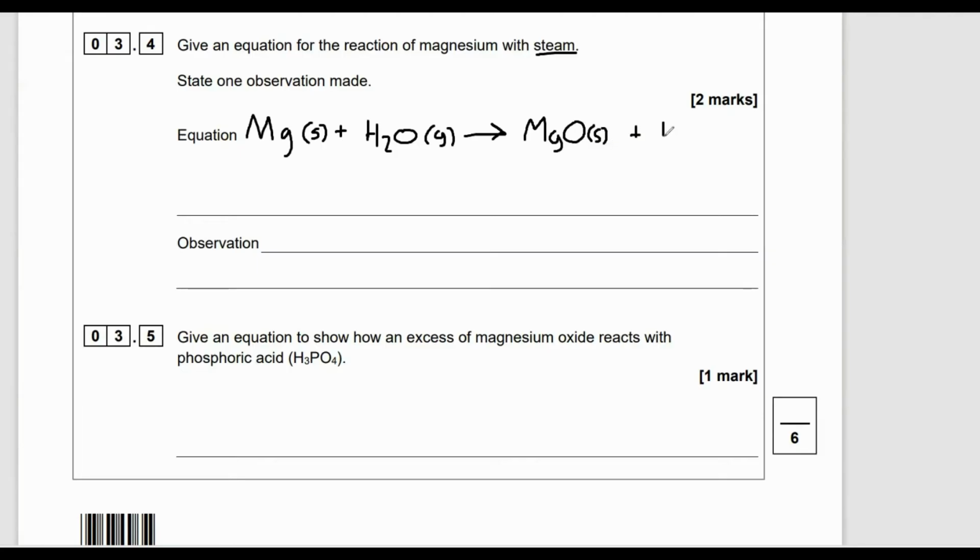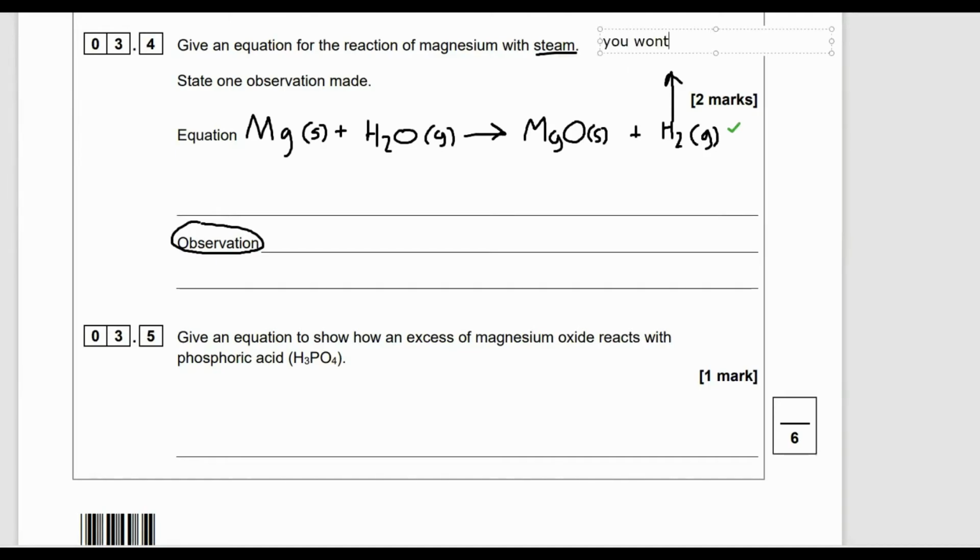And why is this different than other metal reactions? Well, other metal reactions form hydroxides with water. Think back to your GCSE, your alkali, your group 1 metals, they form hydroxides. So do a lot of the group 2s. But magnesium with steam will form magnesium oxide.